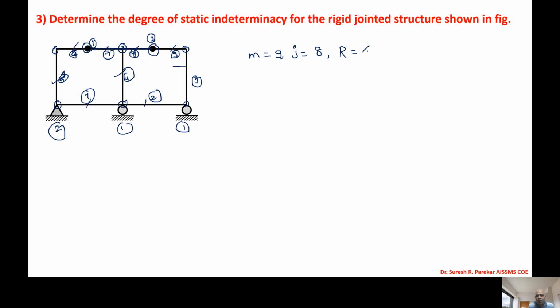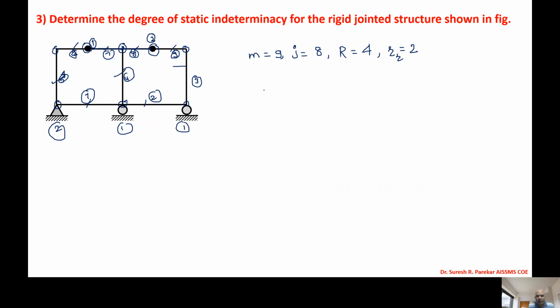So R we have 4. And number of releases we have 2, because here we have two members connected, so 2 minus 1, 1. Here also we have two members connected, so 2 minus 1. So 1 plus 1, we have 2.